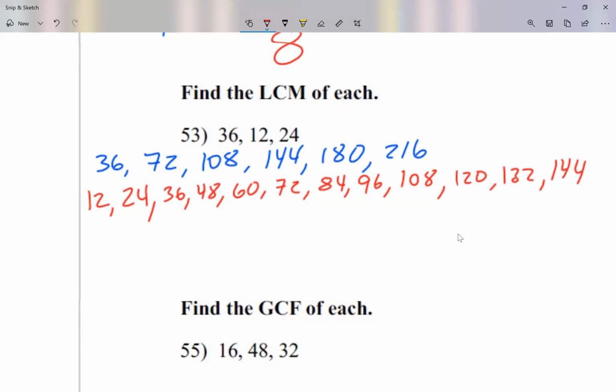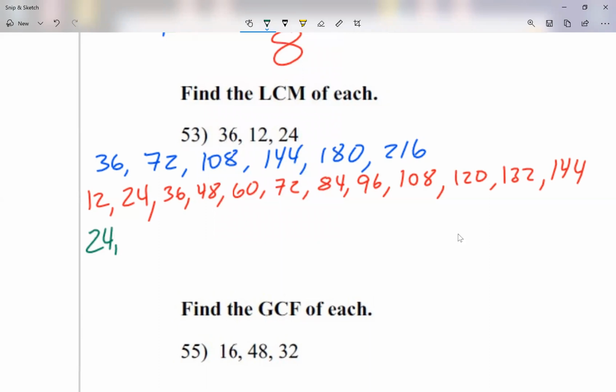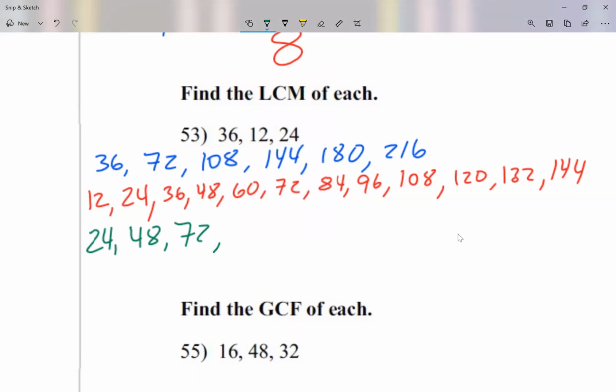Notice I was adding 12 plus 12 plus 12. Repeated addition, isn't that what we call multiplication? Now let me find the multiples of 24. I'm going to start with 24, and for each number, let me add 24 more. So I'm going to have 48, 72, 96, 120, 144, and I think I can stop there.